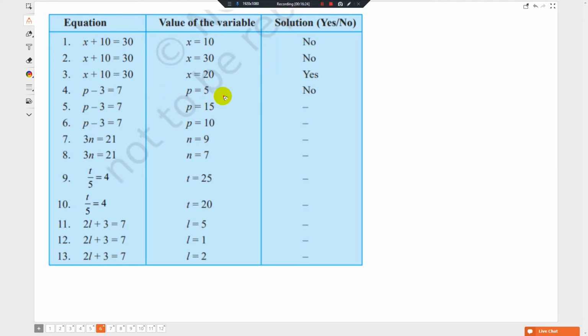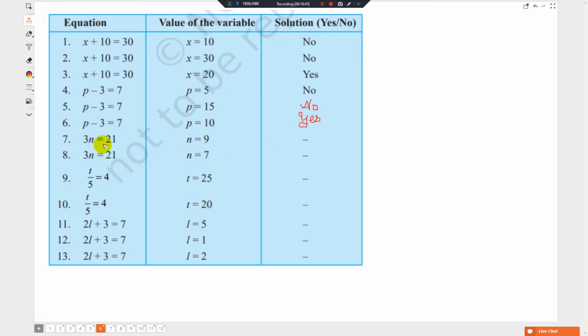15 minus 3, how much? 12. Did we get the same answer? No. p minus 3 is equal to 7, p is equal to 10. In place of p, what will come? 10 minus 3 is 7. So that came. Yes.